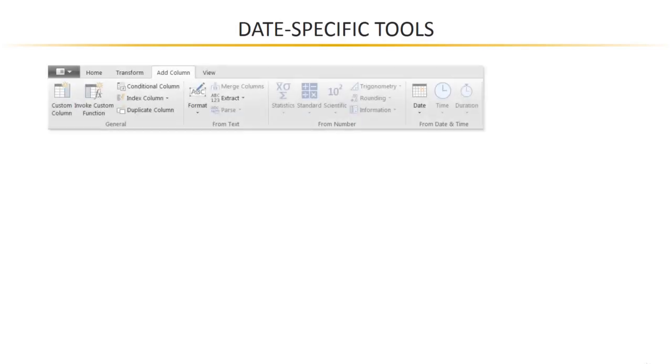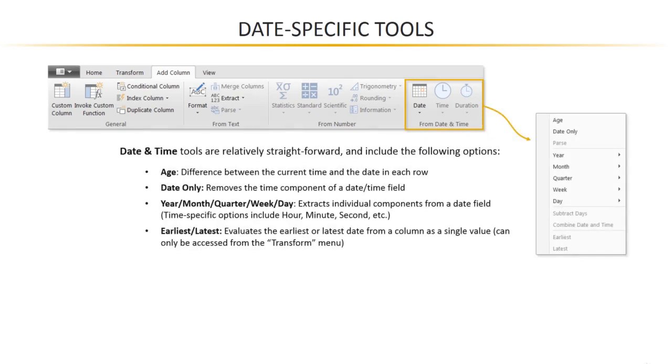All right, let's move on to date-specific tools. Looking at the Add Column menu in our query editor, you'll see those date and time tools grouped here on the right. And these are actually pretty straightforward. We've got a few options here. One of the more interesting ones right at the top of the list is the age option, and that actually automatically calculates the difference between the current time based on the today or now function and the actual date in each row.